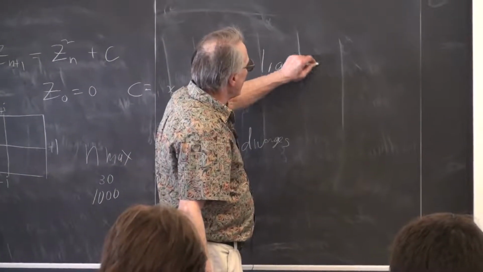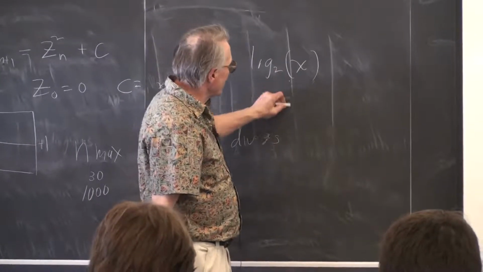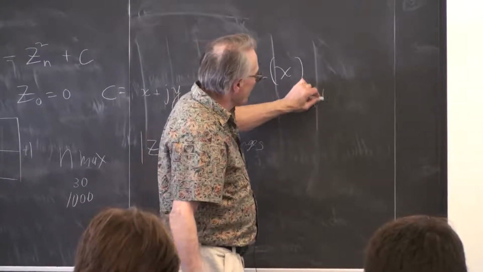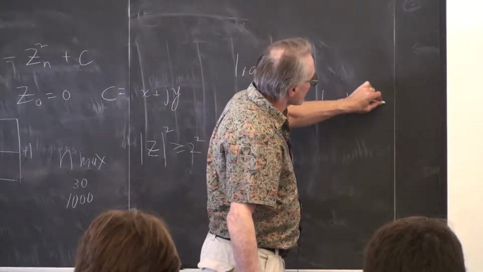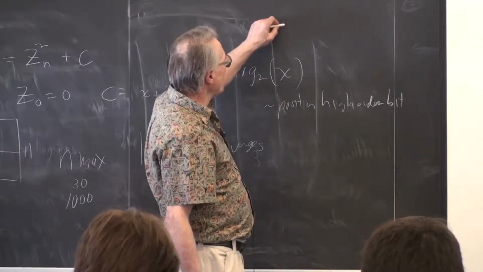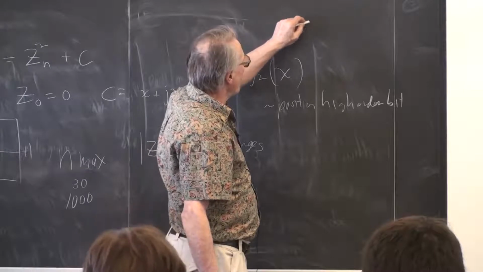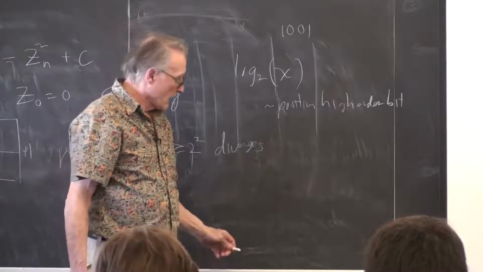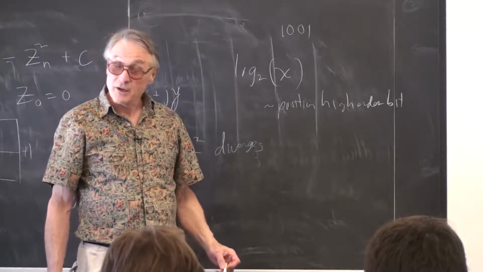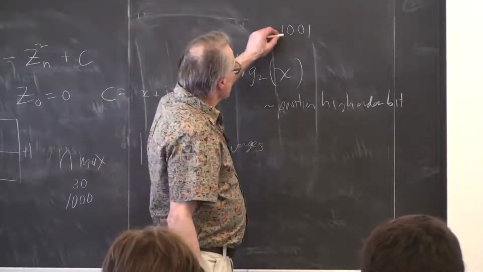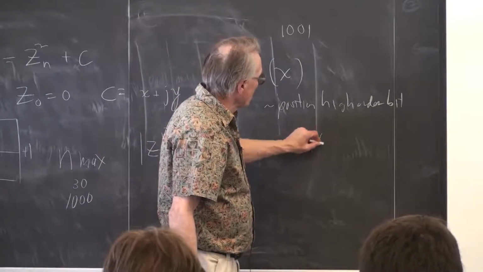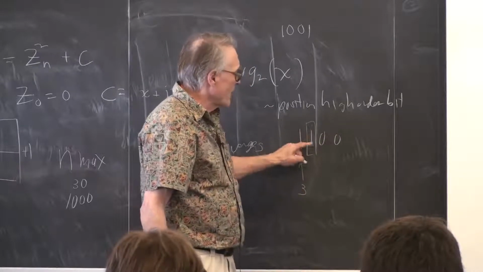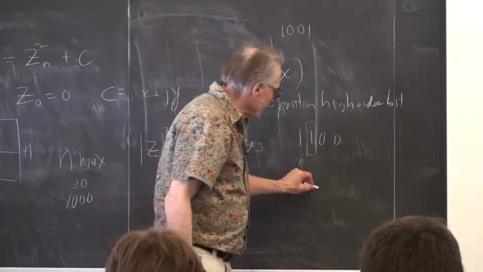log base 2 of x is approximately the position of the high order bit. So if you have 1001, the log is about 3. How bad is this approximation? So if we had 1100, how much error would this one say? That's going to give me a log of 3. How much does the next bit contribute? Turns out it's about 0.58.